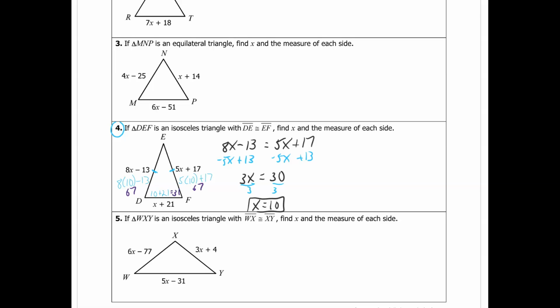So we can just write this out now as our final answer. So we can say DE is 67, EF is 67, and DF is 31.